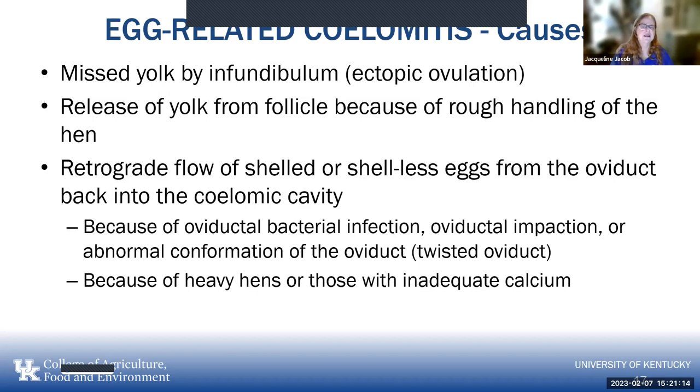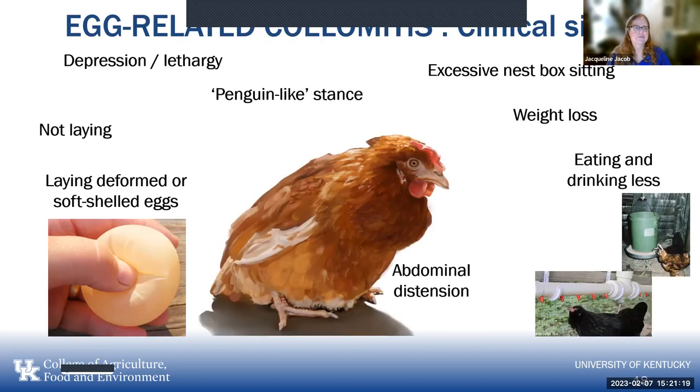They have a coelomic cavity, and it can be egg-related, not just yolk. So some of the clinical signs: you get a penguin-like stance because of the abdominal distension. They start eating and drinking less. They lose weight. They may sit excessively in the nest box, and you might think they've gone broody. They may be laying deformed or soft-shelled eggs, or they may not be laying at all, or they may just look depressed or lethargic.